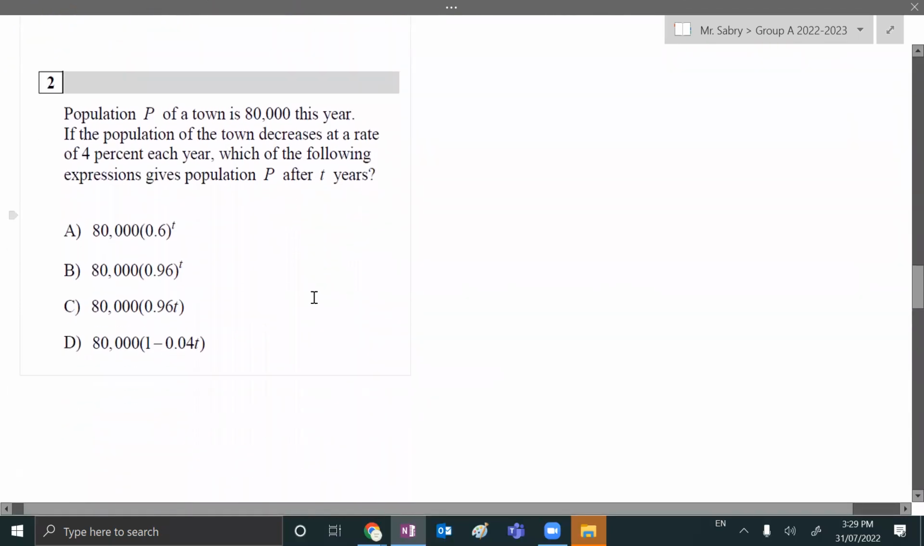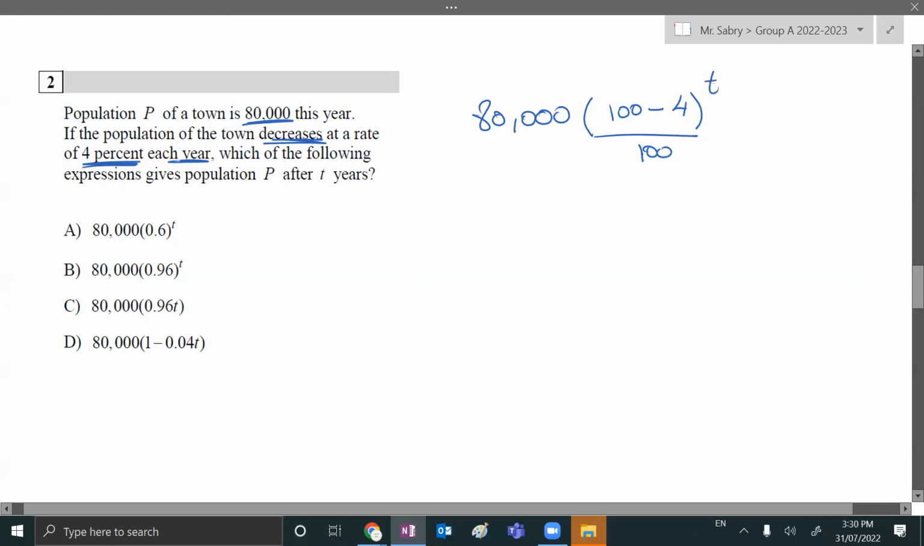طوقوا كده معايا. طيب. Number 2, population P of a town is 80,000 this year. So they started with 80,000, so the A must be 80,000. The population of the town decreases at a rate of 4% each year. Since it decreases, then this is a decay. So the B must be 1 minus, I told you actually it's 100 minus the percentage, which is 4%, over 100. All of this to the power of t, which represents the years.